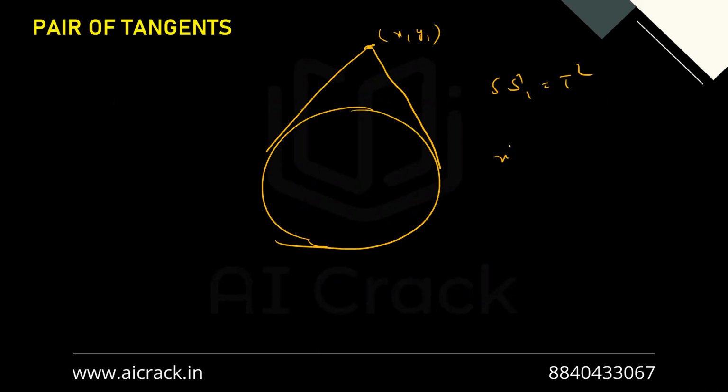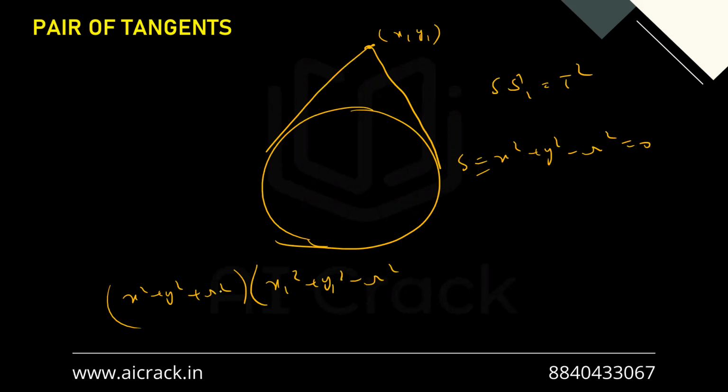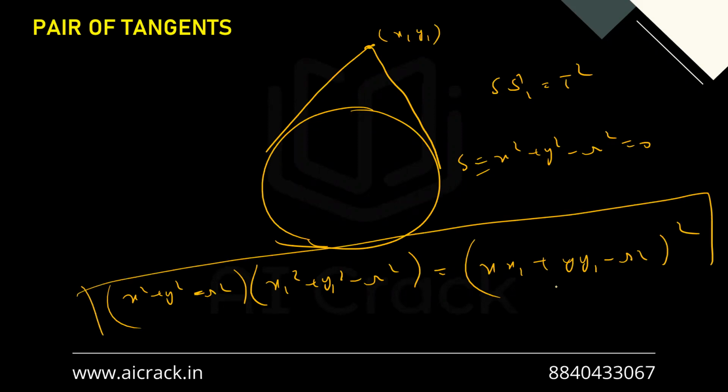And S is just the expression. So let's say this circle is x square plus y square minus r square equals 0. This is the circle. So the S expression is this only, x square plus y square minus r square. So our notation would give us S S1, that would be x square plus y square minus r square times x1 square plus y1 square minus r square, equals T square, that would be x x1 plus y y1 minus r square whole square. So this we have to solve to find out the pair of tangents equation from this particular point onto the circle. Again, it's quite simple.